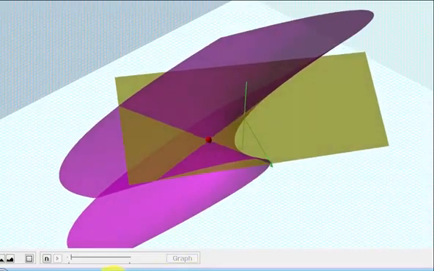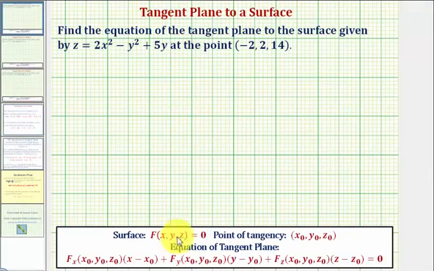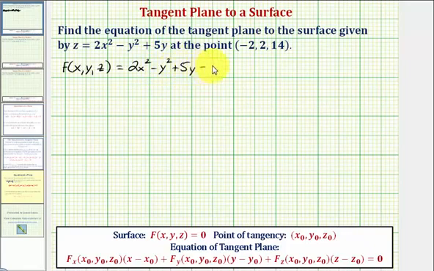So going back to our notes, our first step is to write the surface in this form here, where we're going to have a function of x, y, and z equal to 0. So looking at our surface, notice how if we subtract z on both sides, we will have a function of x, y, and z set equal to 0. So we can say that big F of x, y, z would be equal to 2x squared minus y squared plus 5y minus z equals 0.